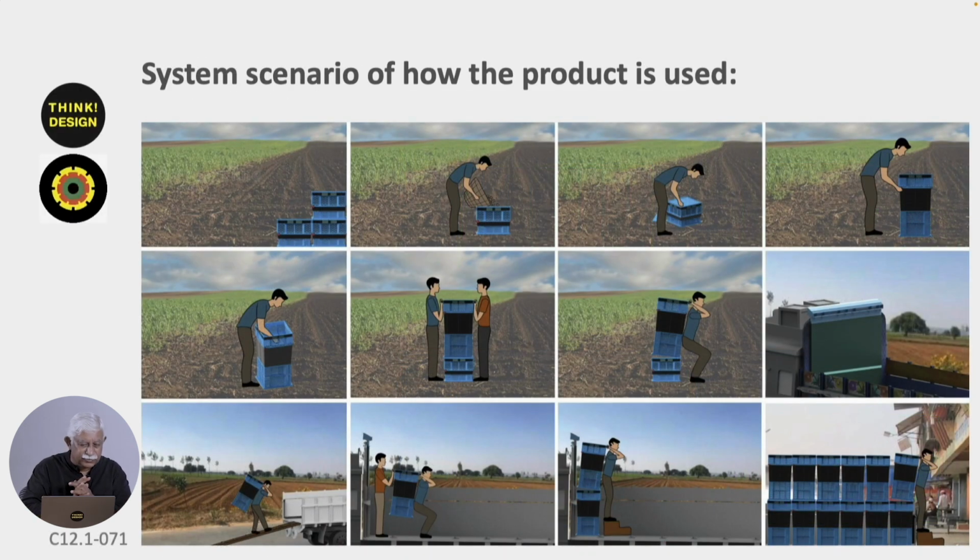And finally, a system scenario of how the product is used. Okay, so you can see that that's the farmland and you have the person come here, put the vegetables into the storage unit. Okay, and if there are more vegetables, then you can actually extend it, and that's how he carries it to the truck, and then it's stacked on the truck and the truck carries it to the marketplace.